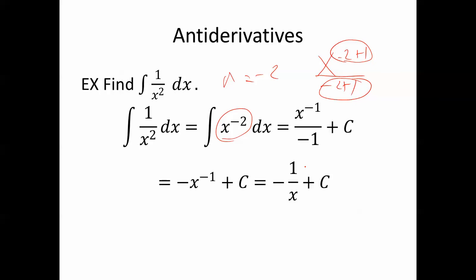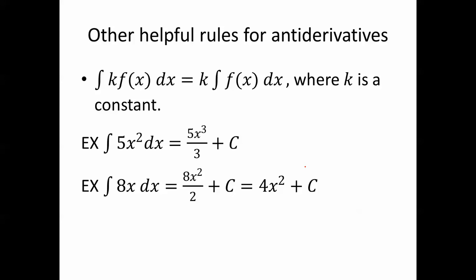x plus c. Here's some other helpful rules for derivatives. The integral of k f of x is just k times the integral. This is where k is a constant. So the integral of 5x squared dx, that's just going to be 5 times the integral, the antiderivative of x squared, which is x cubed over 3 plus c.